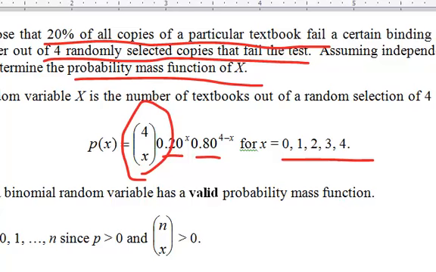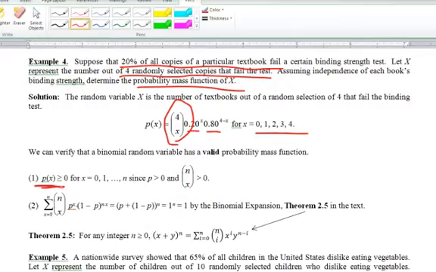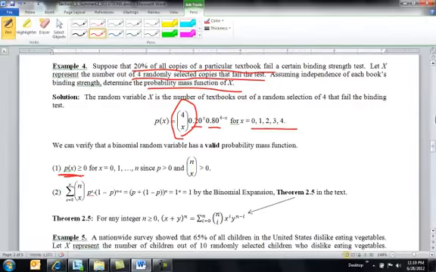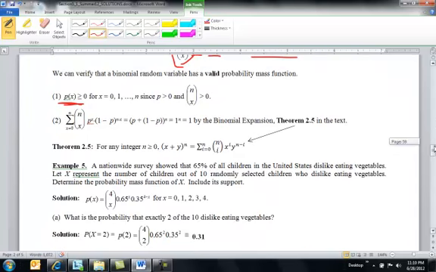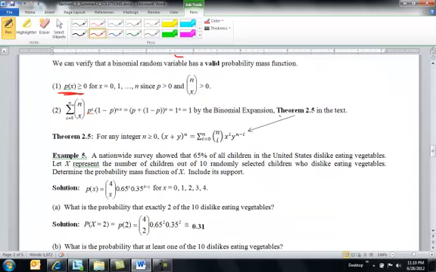I can verify this for you. I mean, p of x is always positive. There's nothing in here that would make it negative. And with a little trick from theorem 2.5 in the counting chapters, this sum right here, I'm going to use the binomial expansion, is equal to this by the theorem you see below, which is 1. What am I trying to show you?